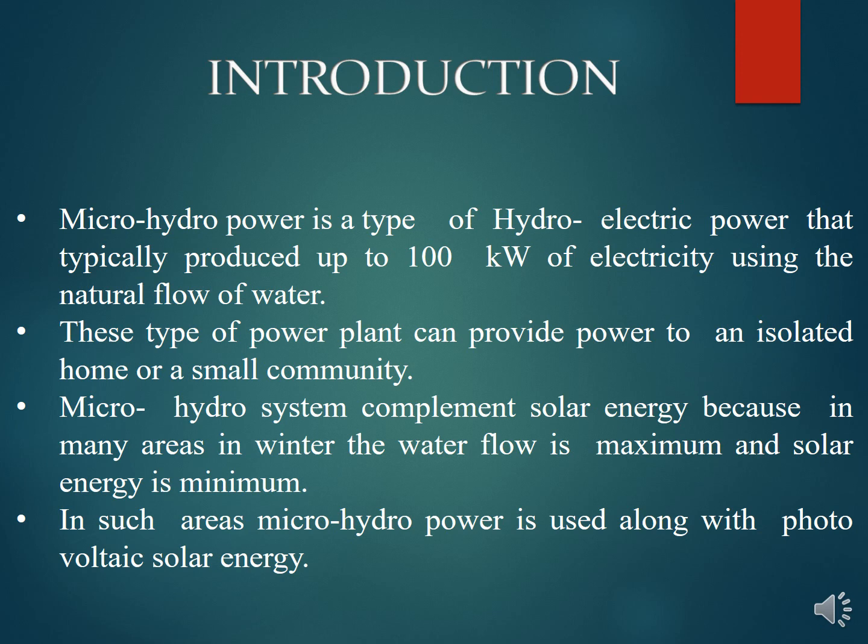Micro hydro systems or small hydro systems complement solar energy, because in many areas in winter the water flow is maximum and solar energy is minimum. It is a complement, or an alternate solution, for solar energy. In such areas, small hydropower plants are used along with photovoltaic solar energy.